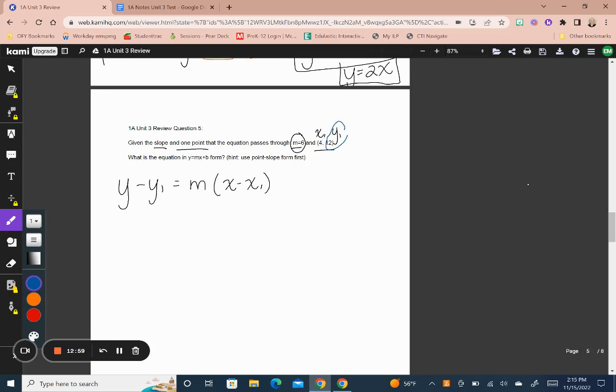My y1 is 12. My m is 6. And my x1 is 4. Okay, so now I just fill in with the rest. So y minus my y1, which is 12, equals my m, which is 6, parentheses, keep my x, minus 4. So there's no double negative, so the first thing I'm going to do is distribute. So distribute the 6. Y equals, oops, step ahead of myself there.